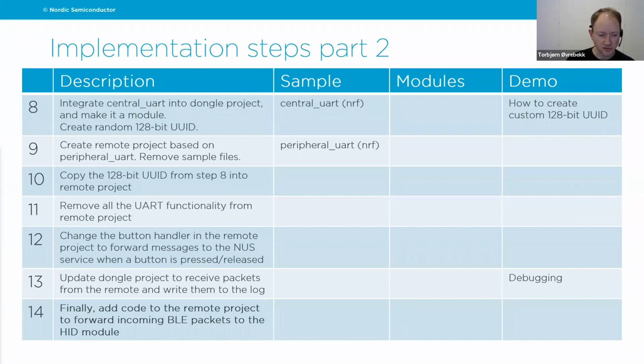And then in steps 12 and 13, I will essentially set up button presses on the remote board, so that when I click buttons, this will be forwarded to the other side. And then in step 14, I will make the final connection between the incoming Bluetooth packets and the USB HID send packet functions, which allows me to forward all the functions from the remote to the PC over USB.